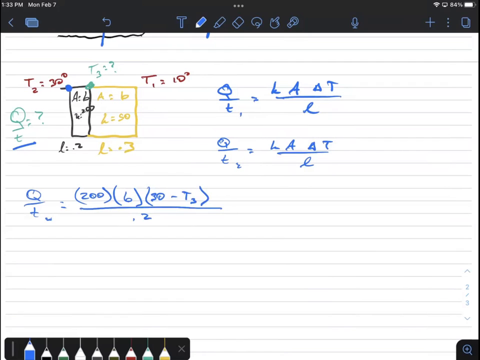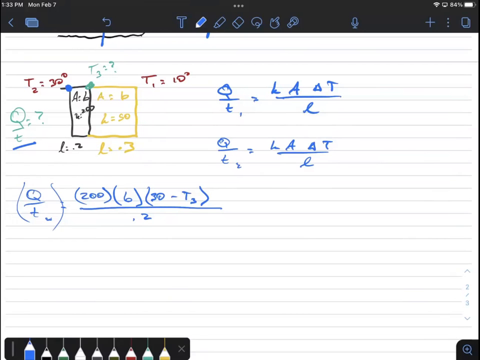And there we go. I'm kind of stuck because if you notice, there are two unknowns here. Q over T, which is the thing I'm trying to find, the heat transfer through the wall. But I also have T3 as an unknown. Mathematically speaking, I can't solve this right now. There are too many unknowns. So let me leave it alone.